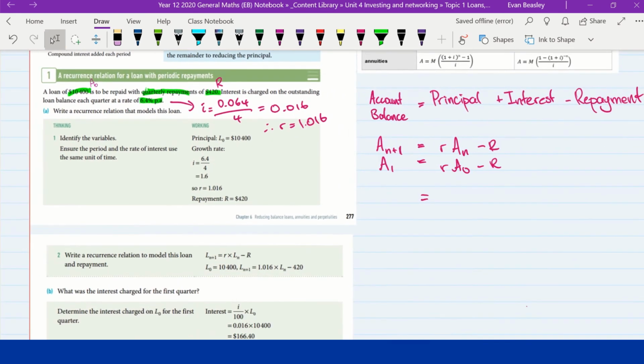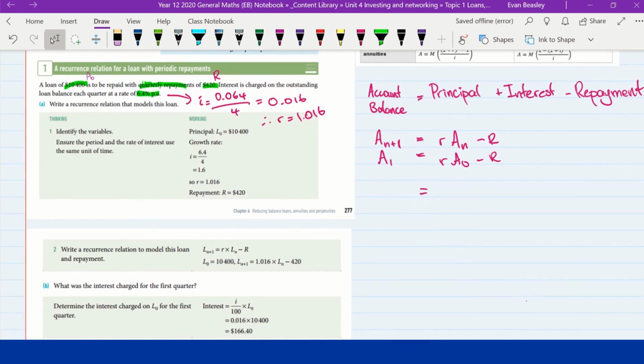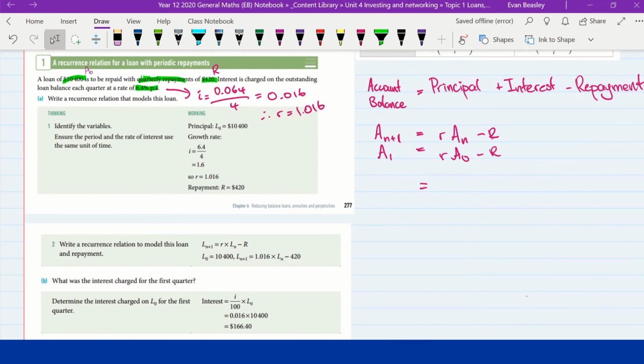What shall we do first of all? We'll write this as a recurrence relation. All we need to do is to consider that in this case, the A0 was what? $10,400.